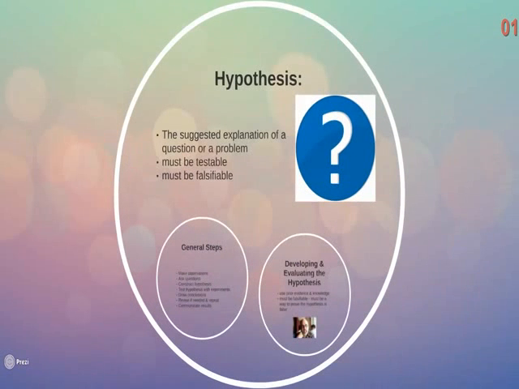First, we start out with the hypothesis. The hypothesis is the suggested explanation of a question or a problem. There's two requirements that a hypothesis has. It must be testable and it must be falsifiable. We must be able to identify when our hypothesis is actually false.